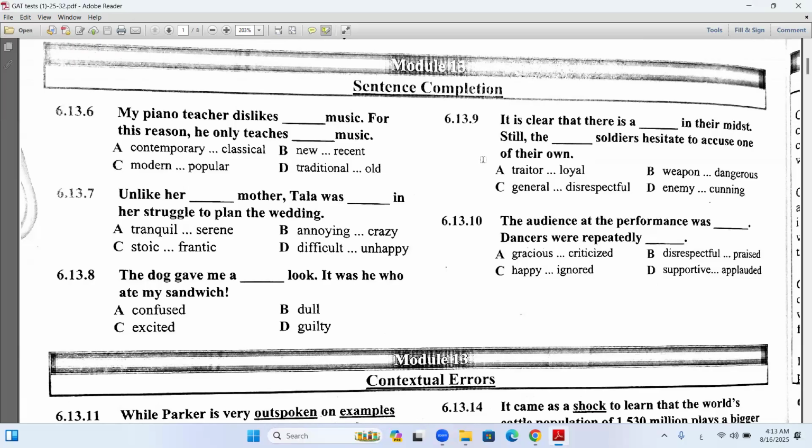Nine. It is clear that there is a traitor in their midst. Still, the loyal soldiers hesitate to accuse one of their own. Perfect. It's clear that there is a traitor, someone who betrays them, someone who stabs them in the back. But here, the loyal soldiers hesitate to accuse one of their own here. And we have opposite ideas here. Traitor, loyal.